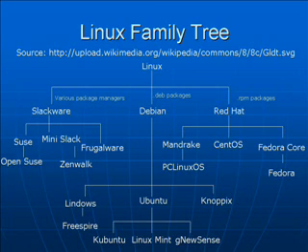Right underneath the title, you can see my source for this chart. Basically, as you may or may not know, there are a lot of different distributions of Linux out there, but there are three main families of Linux distributions. You've got your Slackware family, your Debian family, and your Red Hat family.